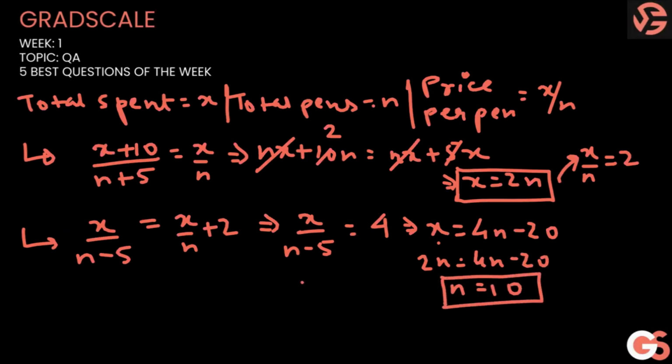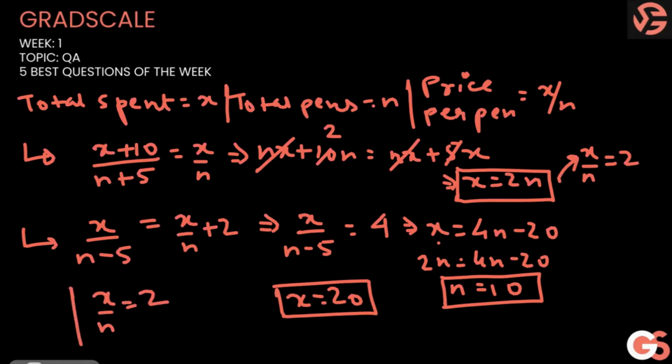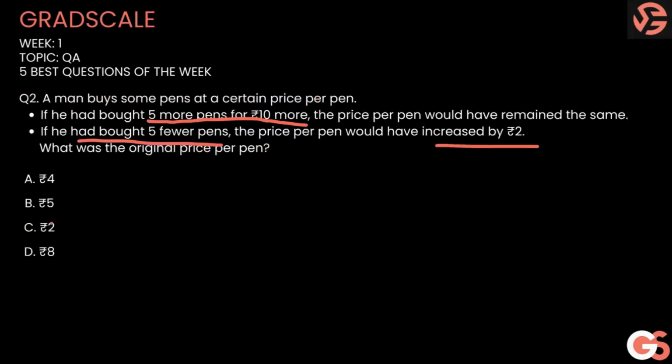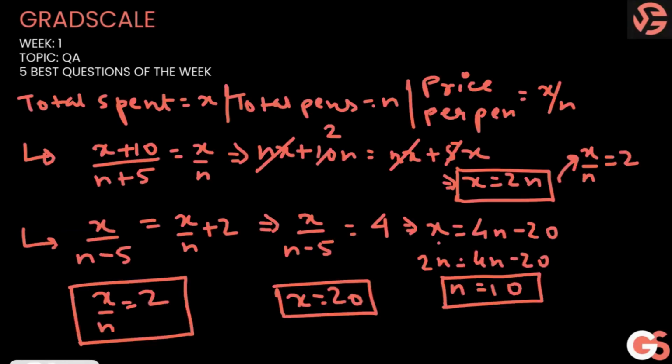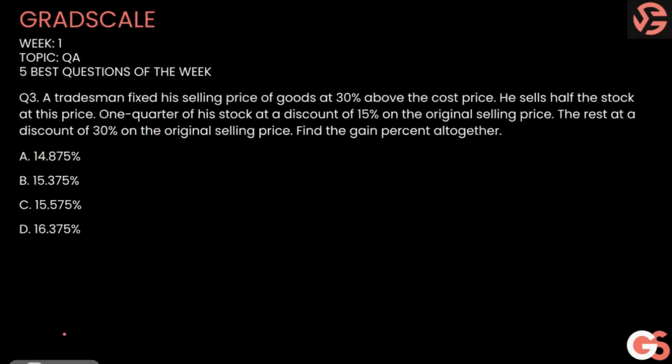So if n is equal to 10, from this equation we know that x is equal to 2n. That means x is equal to 20. Hence x by n becomes 2. Let us see, that's an option. Yes, it is. So C is the right answer. That is 2. Clear? Cool. Let us go to the next question.